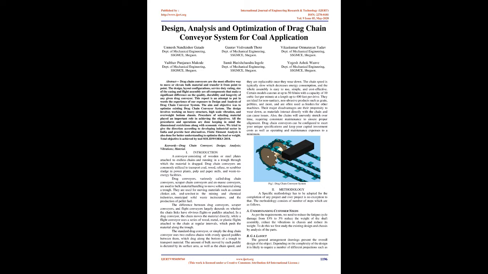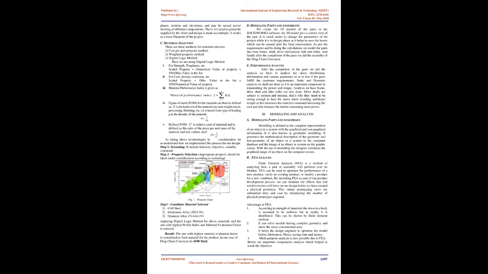2. Methodology. A specific methodology has to be adopted for the completion of any project, and our project is no exception to that. The methodology consists of a number of steps, which are as follows. A. Understanding customer needs. As per the requirements, we need to reduce the fatigue cycle damage from 13% to 3%, reduce the weight of the shaft assembly, reduce the vibrations in chassis and reduce its weight. To do this, we first study the existing design and chassis by analysis of the parts.